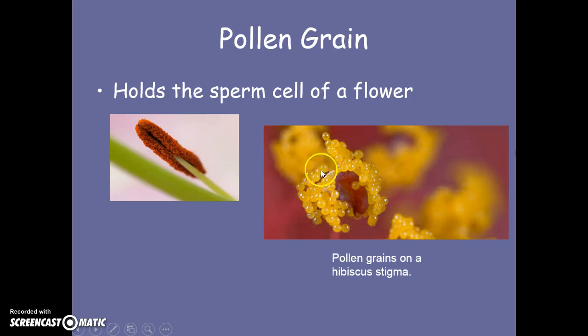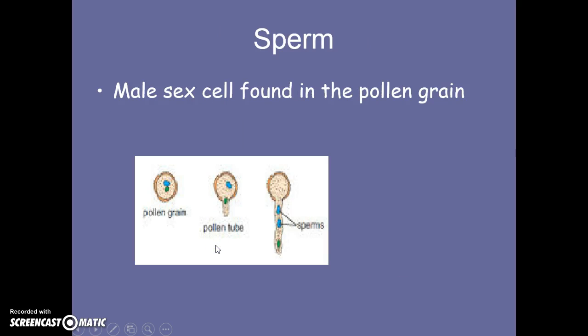Here's a real picture under a microscope of a whole bunch of pollen grains that have landed on a sticky stigma. That's why it's sticky, so that the pollen grains can stick to it. And this is of a hibiscus. So those of you that have allergies in the spring, summer, fall, whatever, a lot of times your allergies are to certain pollens that plants give off. The sperm that is inside the pollen is the male sex cell. So it's the ovule or the egg in the female part, and it's the sperm in the male part. The male sex cell found in the pollen grain.